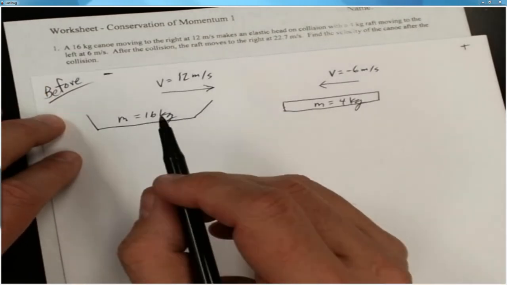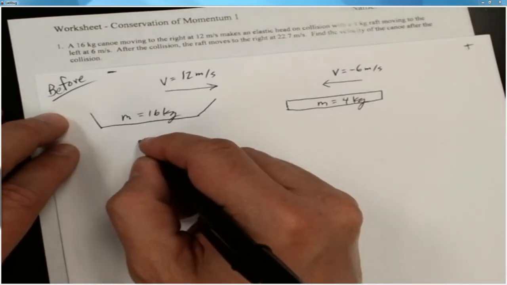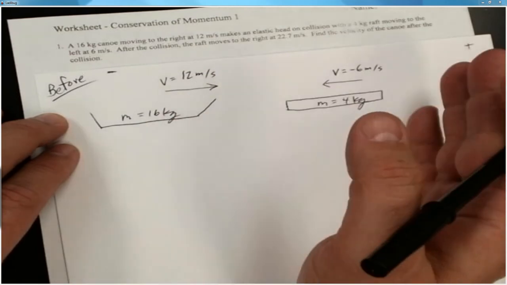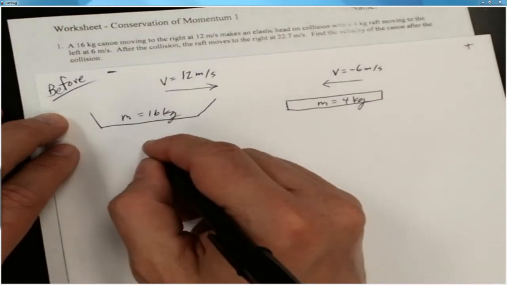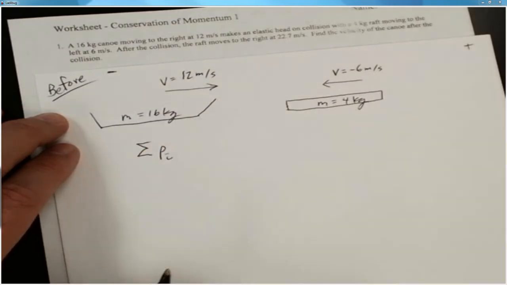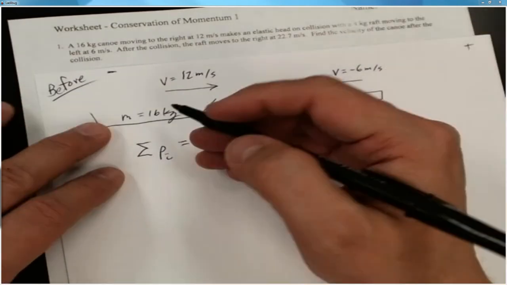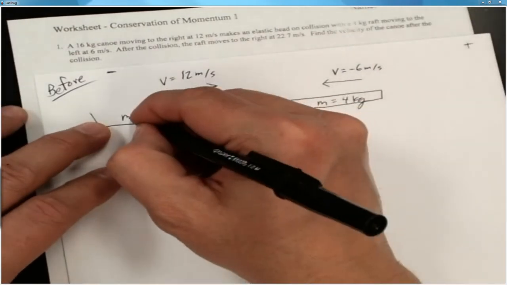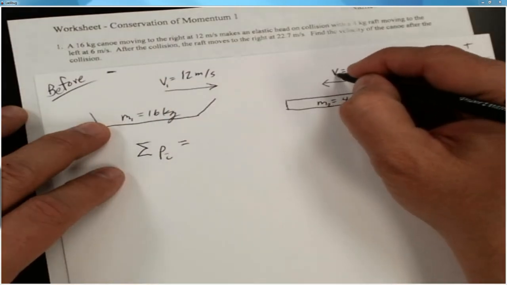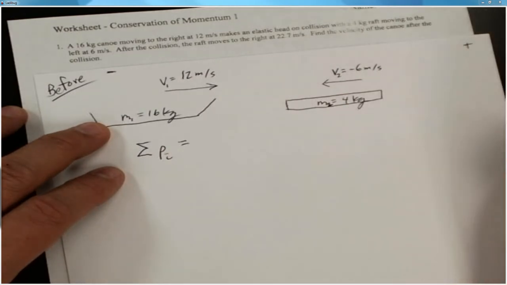I know conservation of momentum, and you should too, because I've spent so much time talking to you about it. Conservation of momentum says that the sum of all momentums initially is equal to the sum of all momentums finally. So I need to figure out the sum of all momentums initially. I have 2 objects, so I must have 2 momentums. If we call this object 1, that'll be m1 v1. And if we call this 2, that'll be m2 v2.